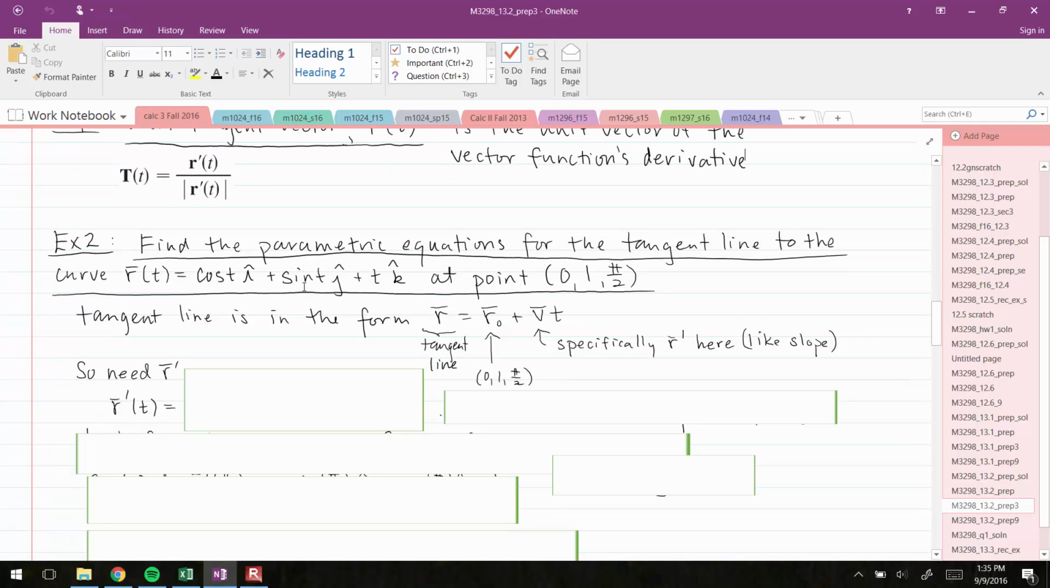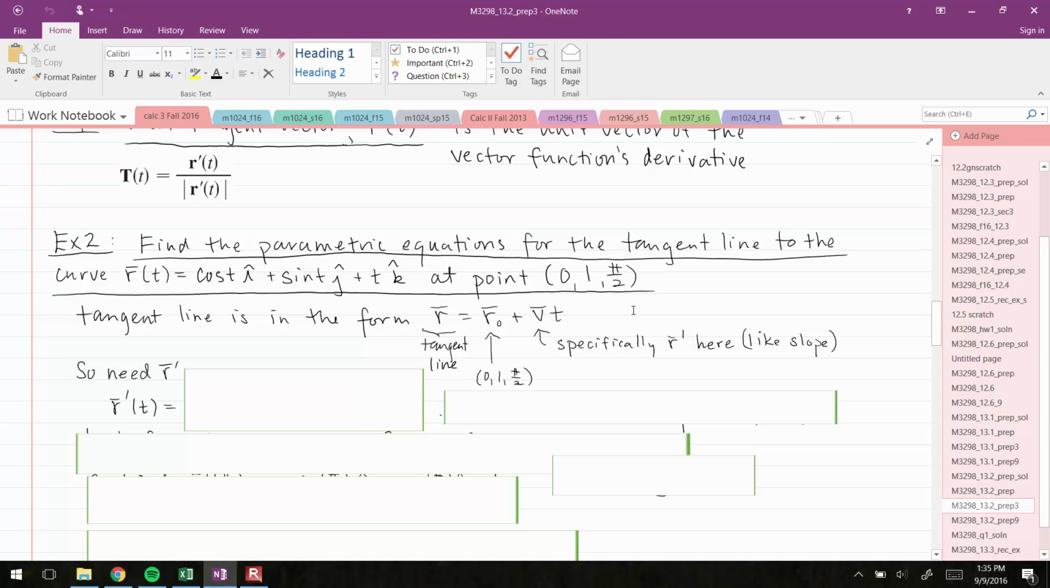Alright, example 2. Find the parametric equations for the tangent line to the curve r of t is cosine t in the i, sine t in the j, and t in the k, at the point 0, 1, pi over 2.